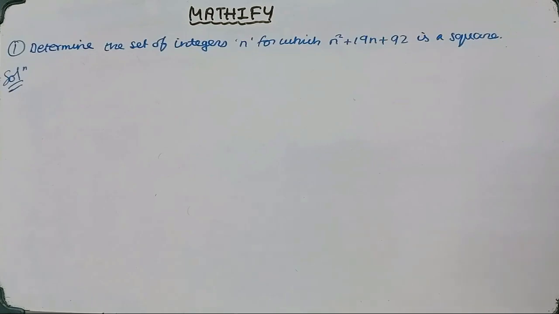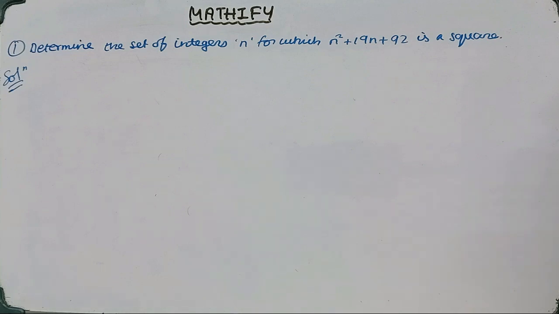Okay, so the first problem reads as follows: determine the set of integers n for which n square plus 19n plus 92 is a square. An easy problem to start with. The problem is from the chapter number theory, so feel free to pause the video and give it a try yourself. Okay, so let me give you a solution for this.